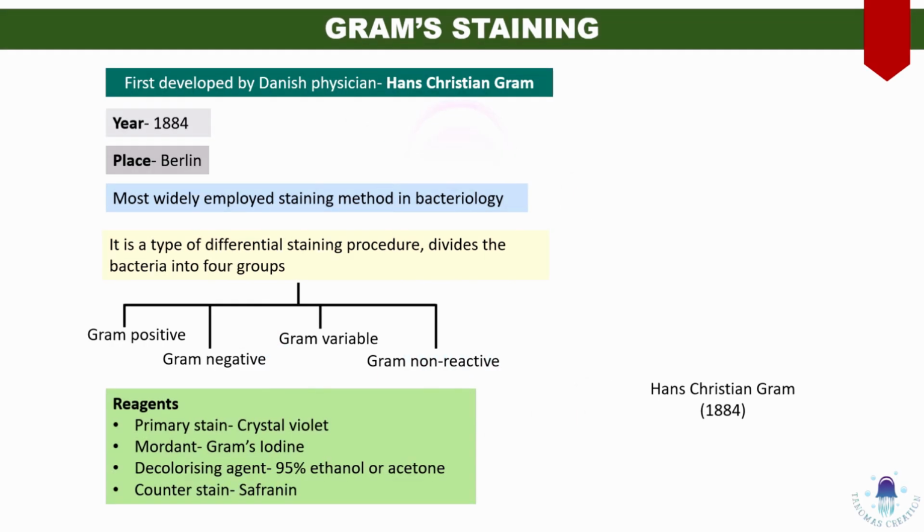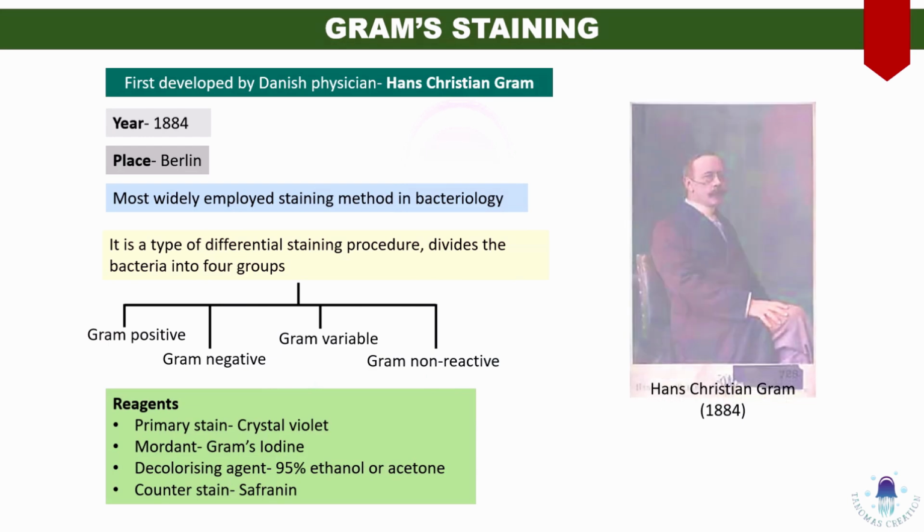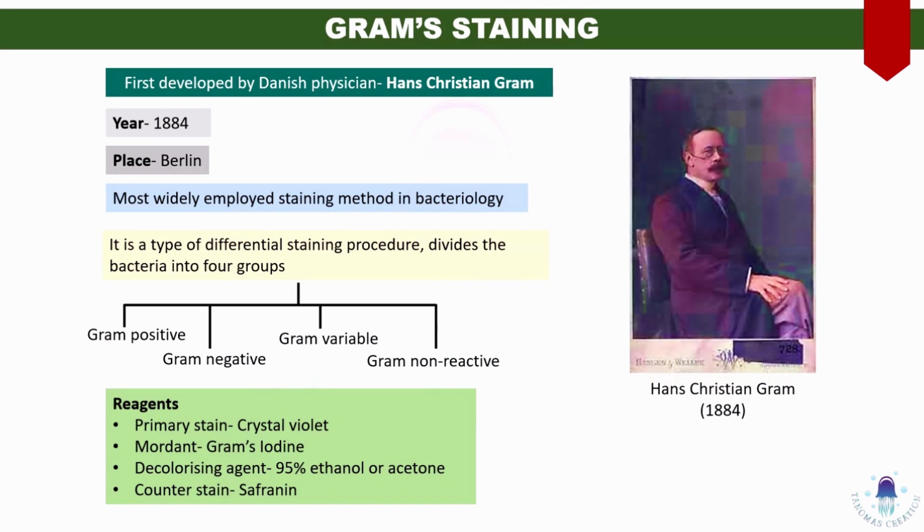So coming to the Gram staining. This is the first differential staining used for group separation. It was first developed by Danish physician Hans Christian Gram in 1884, and this staining method was developed in Berlin. It's the most widely employed staining method in bacteriology.